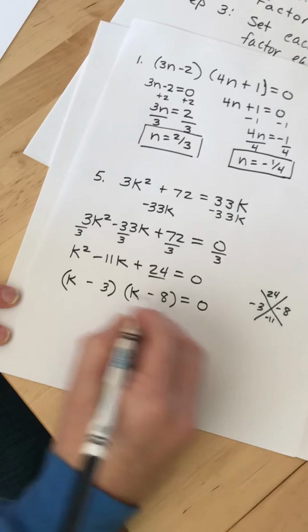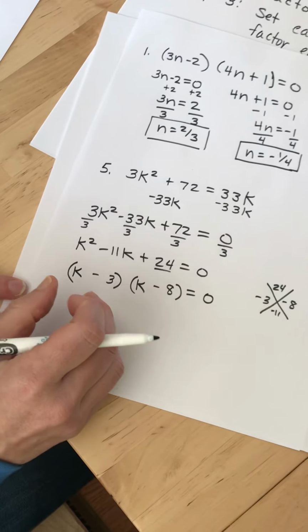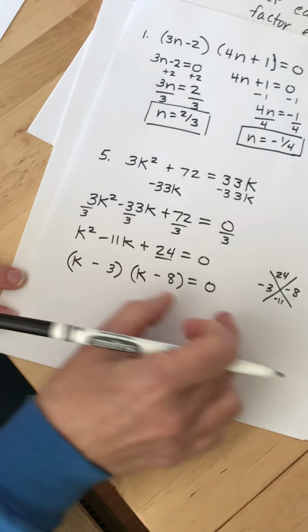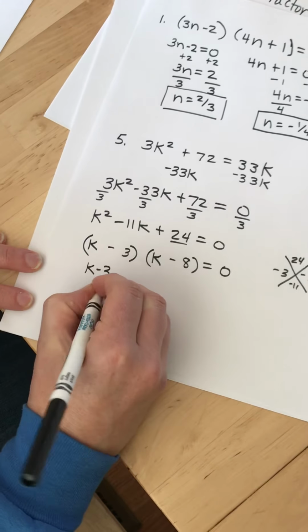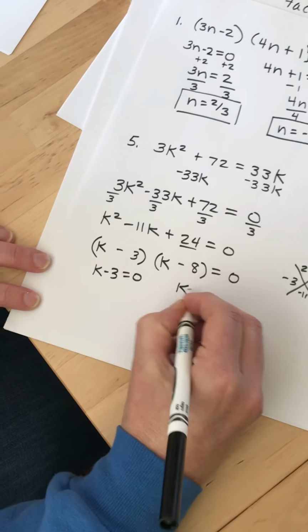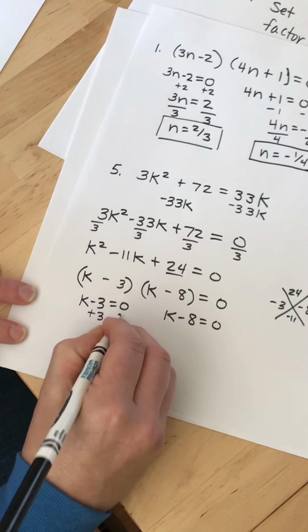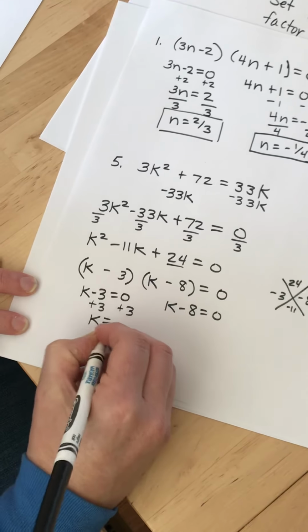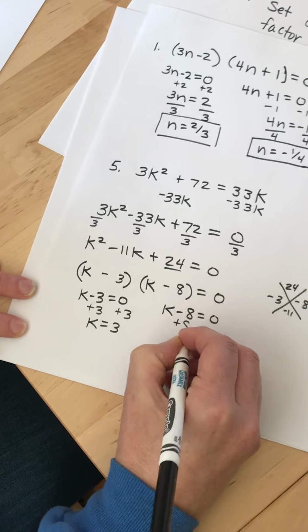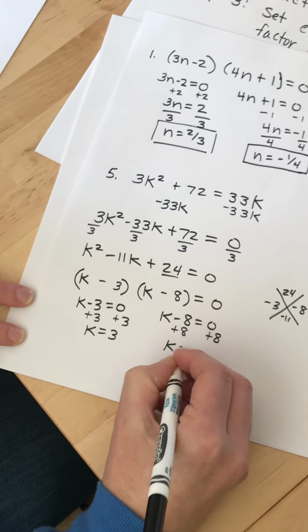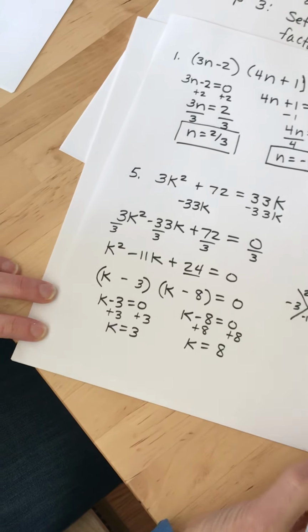Step 3, set each factor equal to 0, because this times that equals 0, so I have to multiply by 0 to get 0. So that factor equals 0, or that factor equals 0. So k is going to be 3, or k is going to be 8.